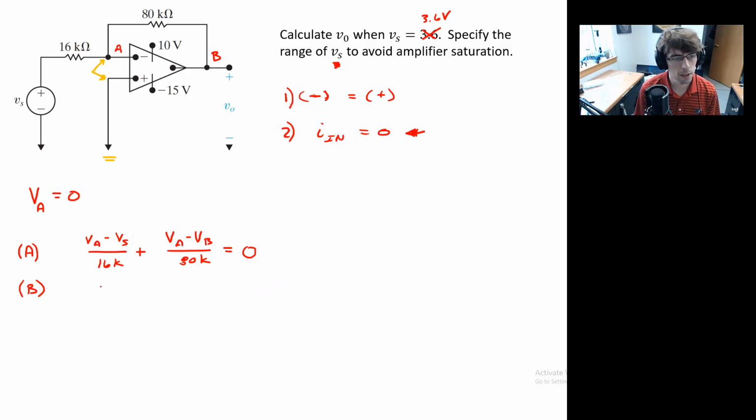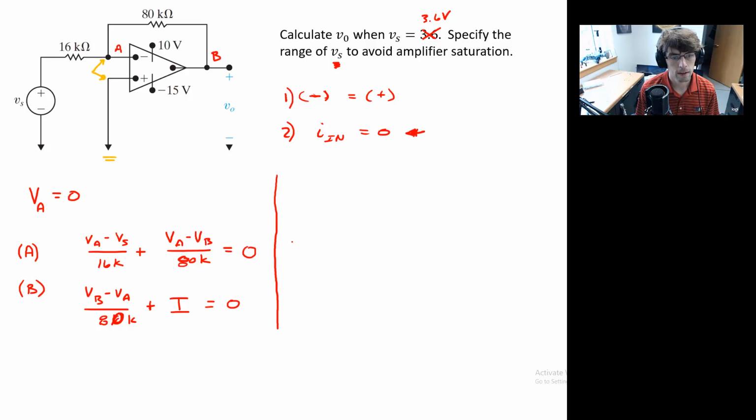Okay, so let's check B now. We've got VB minus VA over 80K. Excuse me, 80K. Plus, and here we remember that the output can still provide some sort of current, so we better put an I in there. And that whole rigmarole equals 0 again. Sweet! Well, now we're good to go. There's a 0 there. Okay. So let's sub and solve.